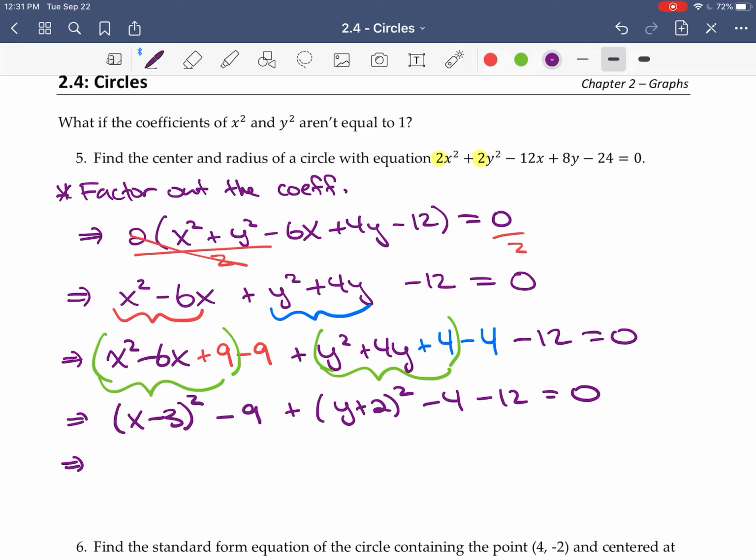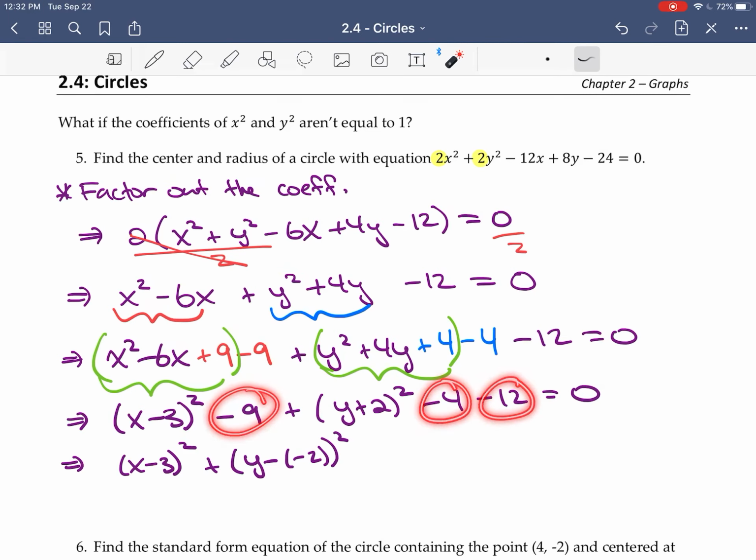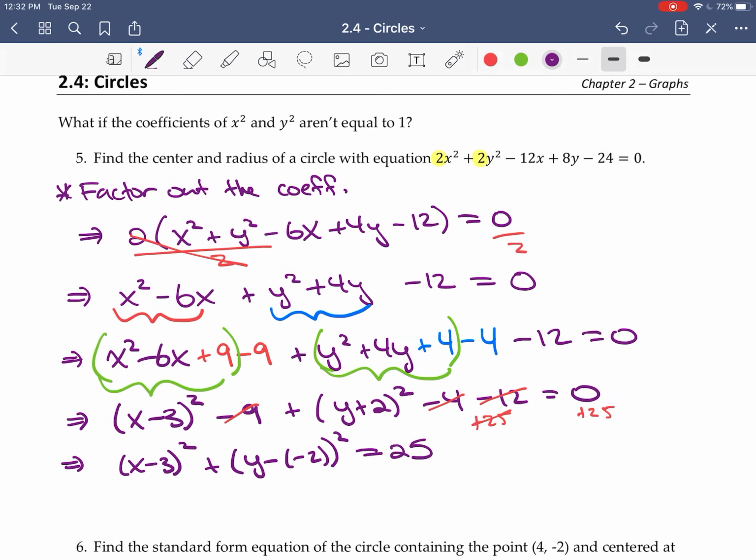So moving everything around, we keep this guy here. I'm going to rewrite y plus 2 as y minus negative 2. And then all these numbers put together gives me negative 25. So I'm going to add 25 to both sides, and that's going to cancel with all of those. So this should be equal to 25.